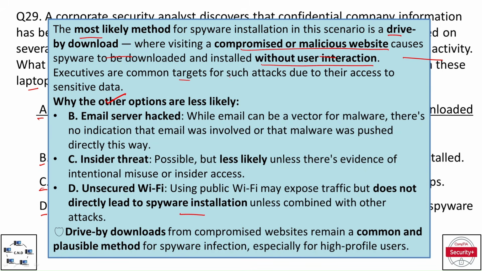Executives are common targets for such attacks due to their access to sensitive data, while the other options are less likely. Option B, email server hacked. While email can be a vector for malware, there is no indication that email was involved or that malware was put directly this way. Option C, insider threat is possible but less likely unless there is evidence of intentional misuse or insider access. And option D, unsecured Wi-Fi. Using public Wi-Fi may expose traffic but does not directly lead to spyware installation unless combined with other attacks.